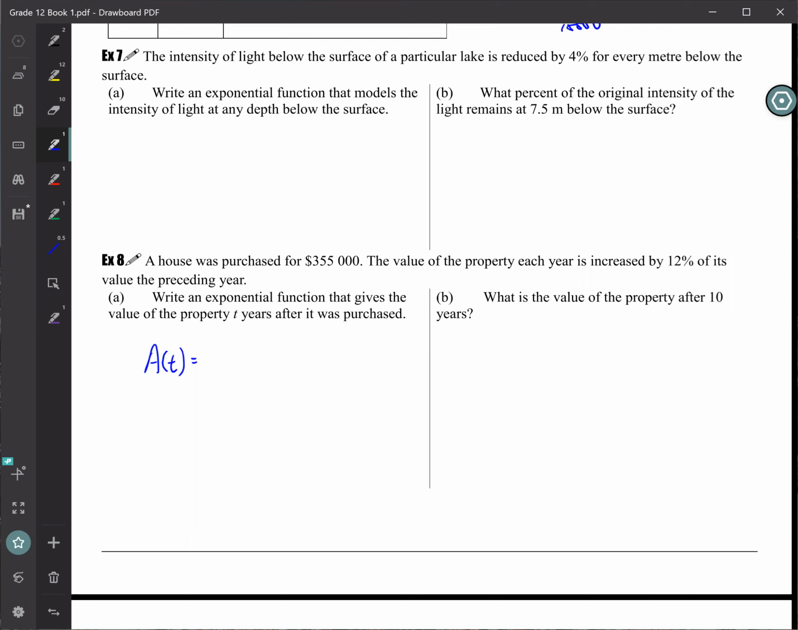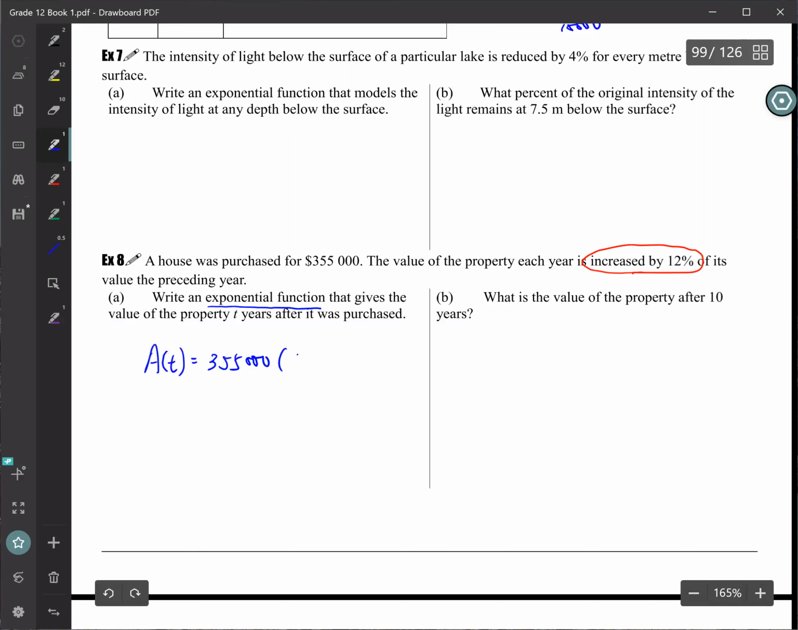Okay, let's double check the formula first, okay? The exponential function, because this one is a bit different, right? Instead of decreasing, it is increasing by 12%, okay? So let's see if you know how to set this up. Cindy, what do you have for your formula? 355,000 bracket 1 plus 0.12 to the power of t.